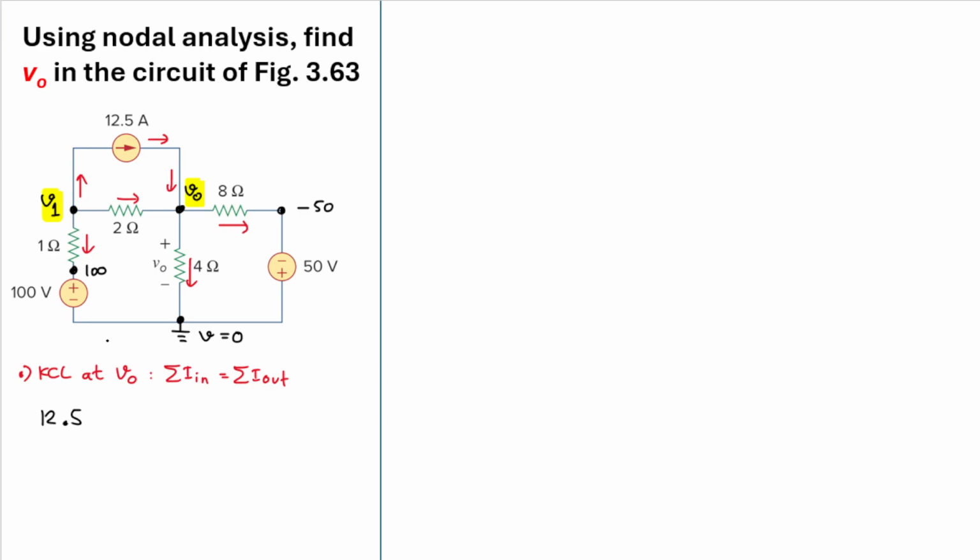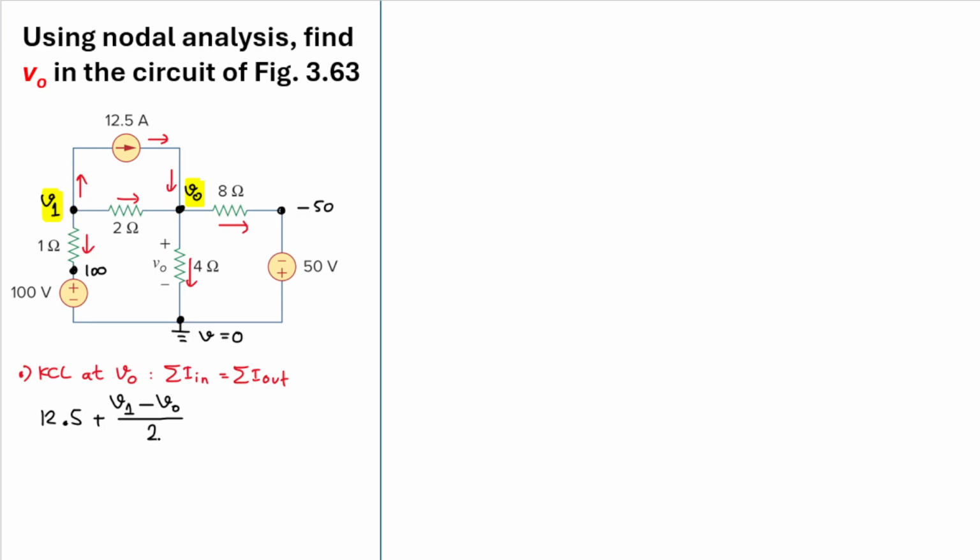And what is the other current that goes into this node? That is this one here, so I'll have plus. This current is unknown, but we can apply Ohm's law. The current comes from V1 and goes to V0, so I'll have V1 minus V0, divided by the resistance between them, which is 2 ohms.